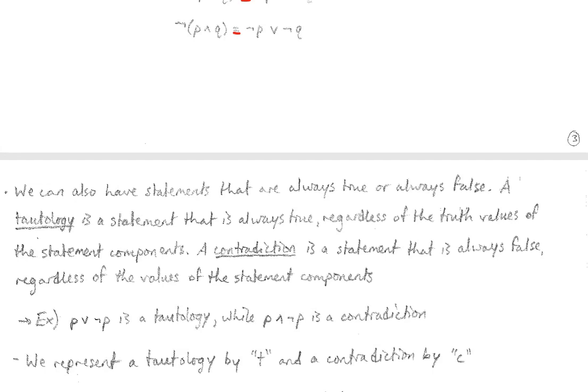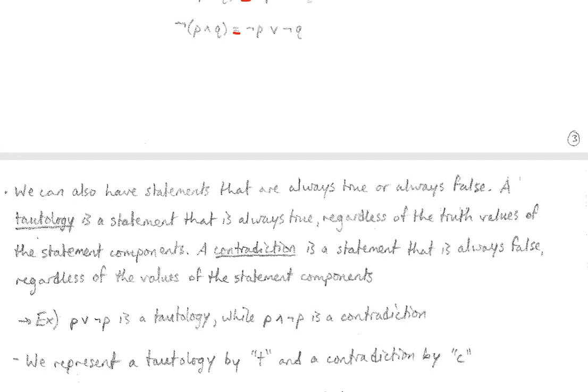So what this would look like in our truth table is we have all of our possible combinations of truth values for P and Q: T, T, F, F, T, F, T, F. And in every single one of those rows, if we have a statement that's a tautology, that entire column for that statement will be all trues.